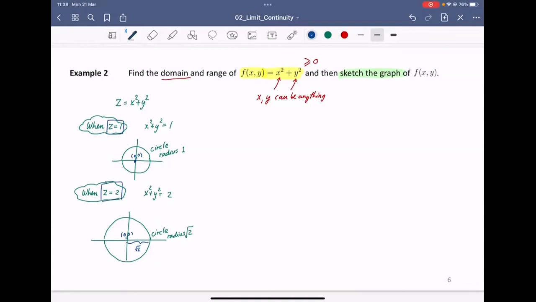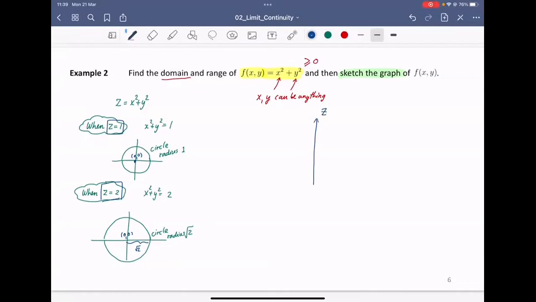If I plug in c equal to a negative number, it's going to be x squared plus y squared equal to a negative number, which is impossible. That means you cannot plug in c equal to a negative value. You can only use positive values. Okay, let's draw it.